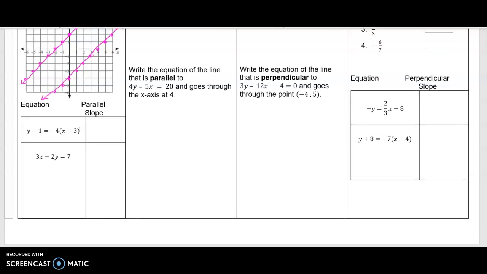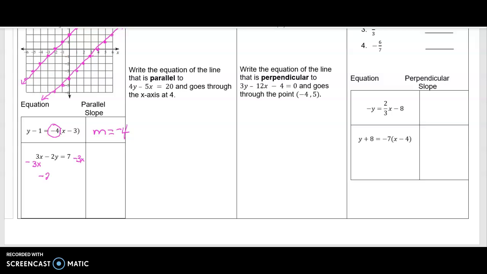All right, let's tell the slope of this line. We know that this is in point slope form, so our slope is -4. And in the second example, I'm going to have to do a little work. I'm going to have to put it into y equals mx plus b form by subtracting 3x first.